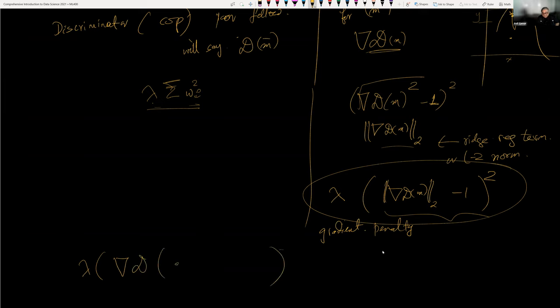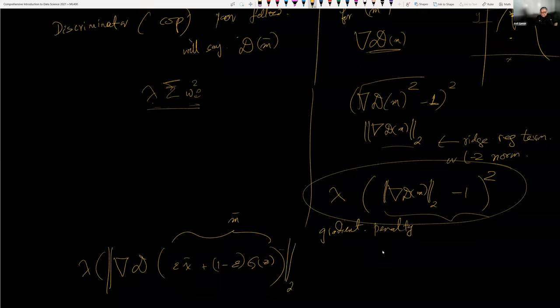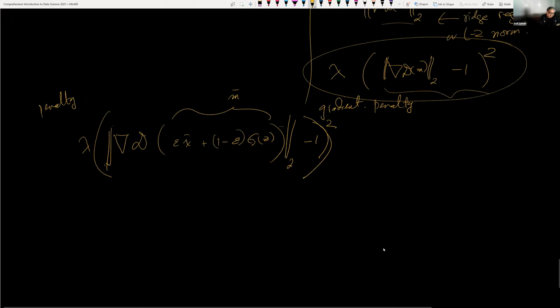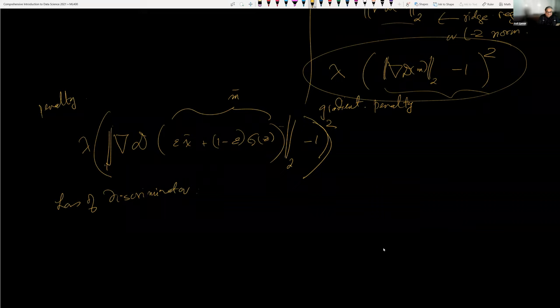What was M? M was epsilon times the X vector plus one minus epsilon times G of z. Remember, this is what M was, a vector. And now the equation begins to look, when you put all the pieces together, it's not hard, but it does begin to look rather involved. Let me make this equation squared. This is the penalty factor. And now let's write the total loss function for the discriminator.